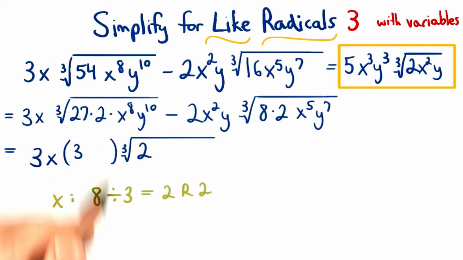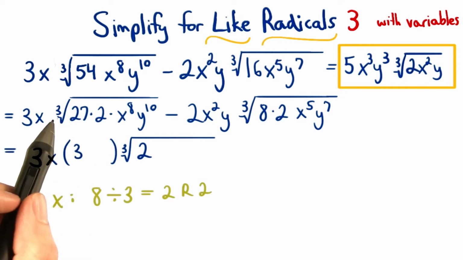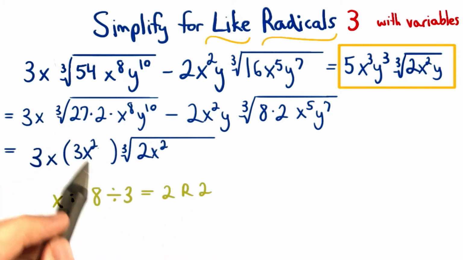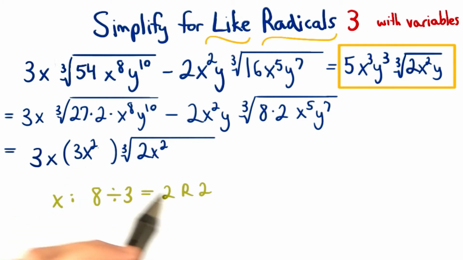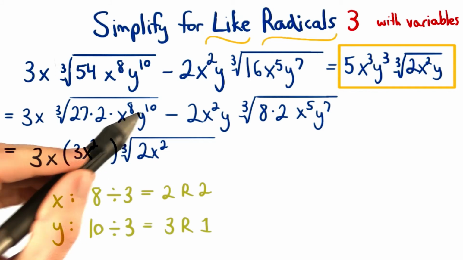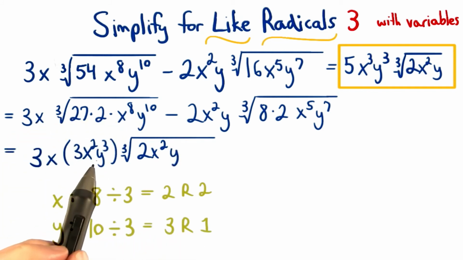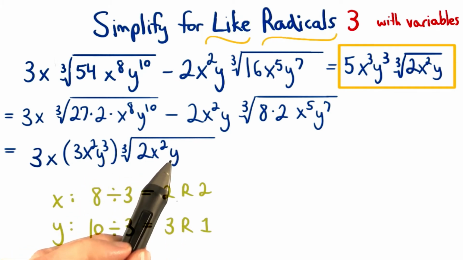Now we can use power divided by root to simplify our variables. For x, we'll have 8 divided by 3, which equals 2 remainder 2. This means we'll have x squared on the outside of our radical and x squared on the inside of our radical. For the variable y, we'll have 10 divided by 3, which equals 3 remainder 1. This means we'll have y cubed on the outside of our radical and 1y, or just y, on the inside of our radical.